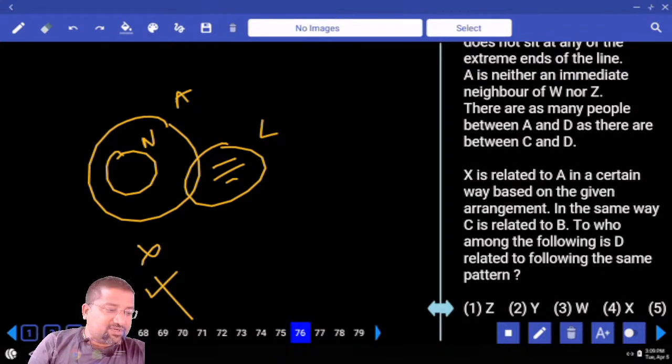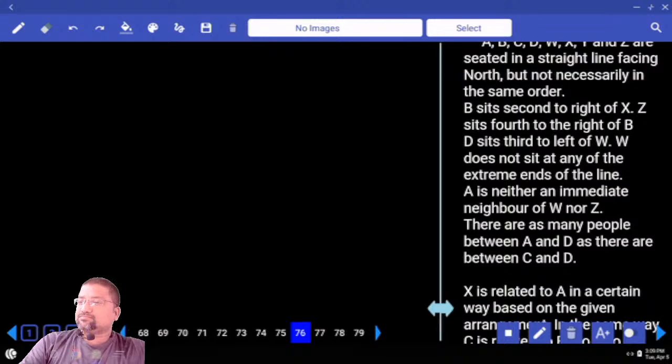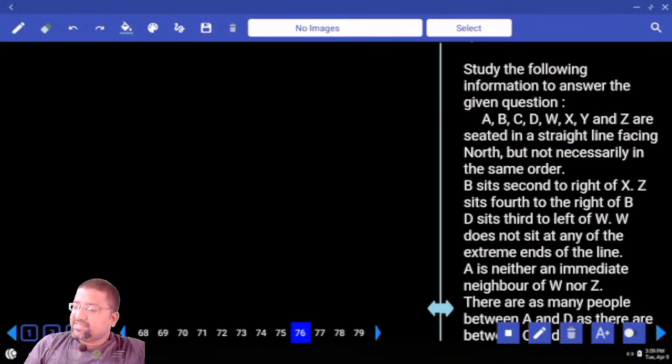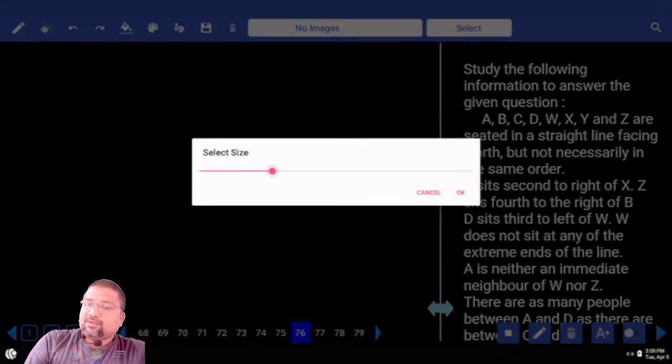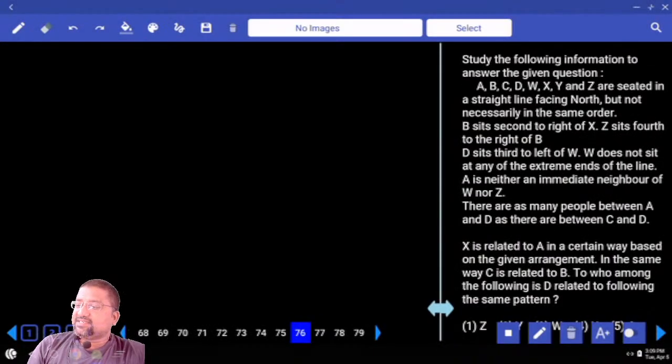Now we'll go for question number 76. 76 to 80. Come on, what's happening here in 76 to 80? Shall we tell? A, B, C, D, W, X, Y, Z are seated in a straight line facing north, but not necessarily in the same order.